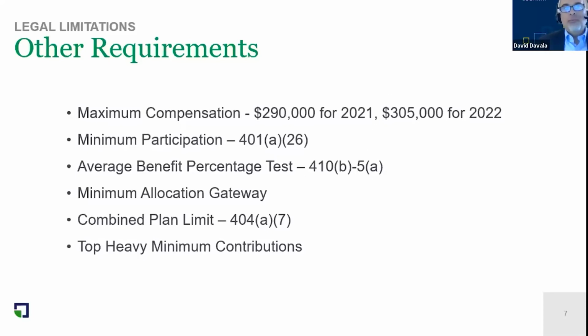Top heavy minimum. If key employees have 60% or more of the total benefits, then non-keys receive a minimum. If you're cross-testing a DB plus DC plan and it's top-heavy, it is usually less expensive to fulfill the top-heavy minimum in the defined contribution plan.